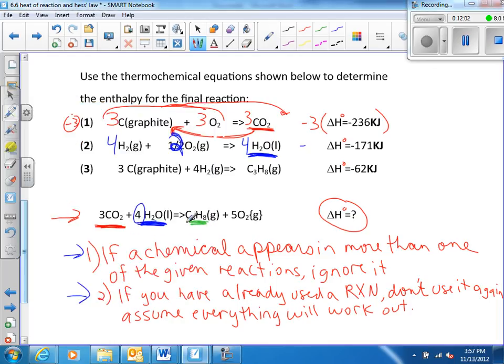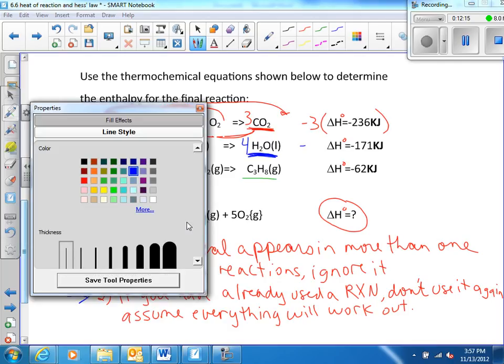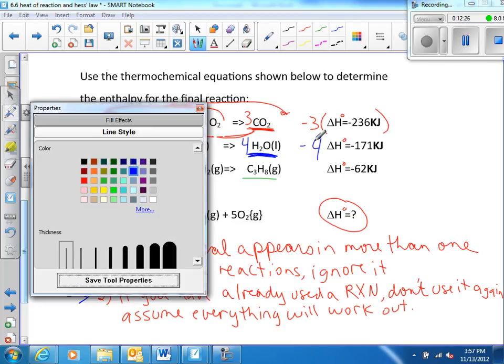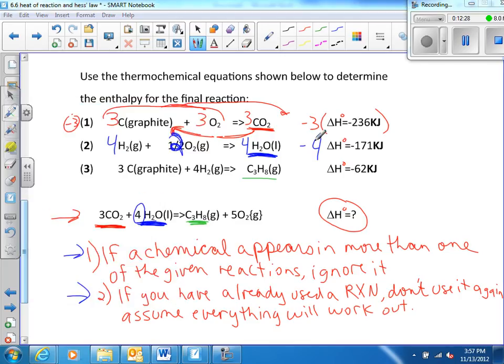Now I've got this propane. C3H8 is propane, and I look for my reaction. Where do I see propane? Propane's right here. Oh, I forgot to multiply delta H by 4. If we multiply the reaction by 4, we have to also multiply delta H by 4. Okay, let's get back to propane. I'm not sure which color I used. Let's see. It's close enough.